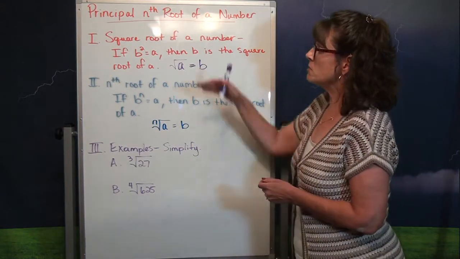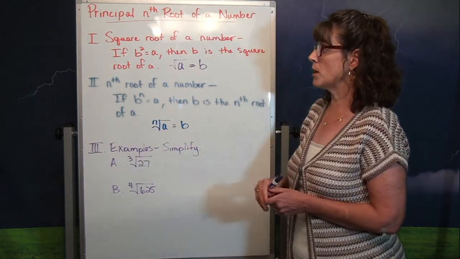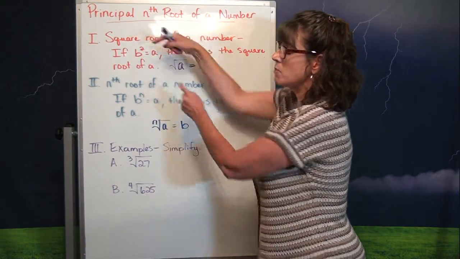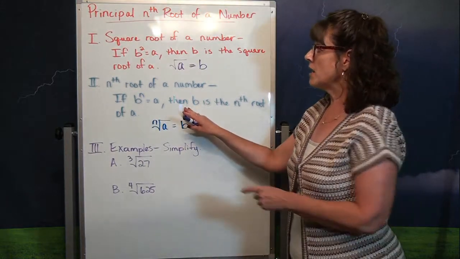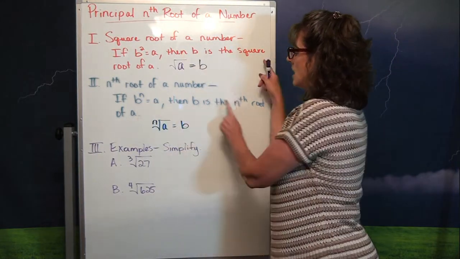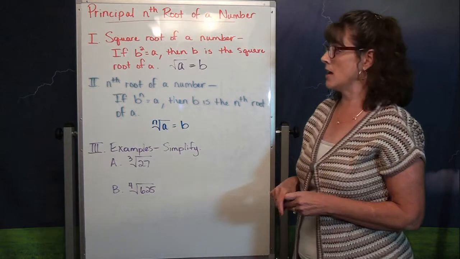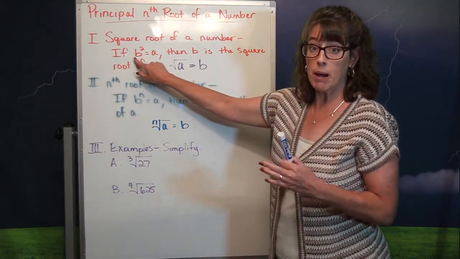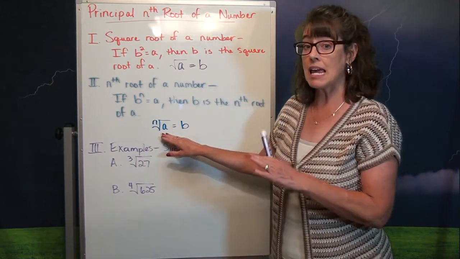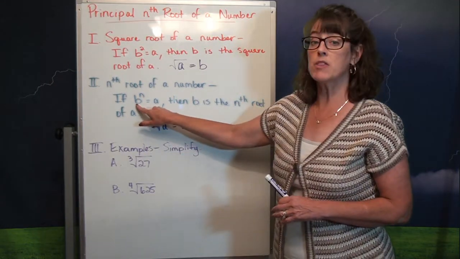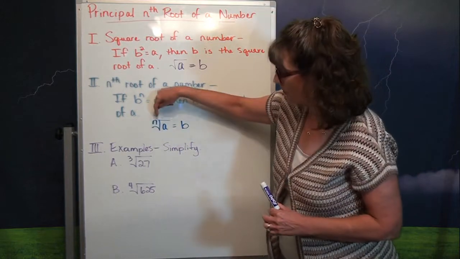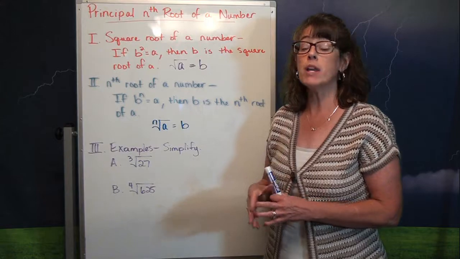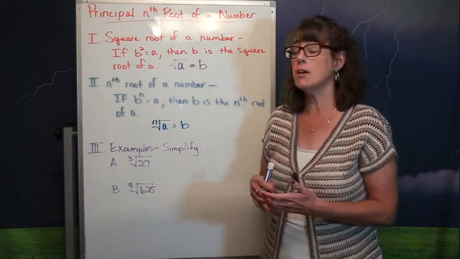Notice the similarities between the square root of a number and the nth root of a number. This says, instead of if b squared is a, if b to the nth power is a, then b is the nth root of a. So where I had square root of a is going to be this number that I multiplied by itself, in this case, I'm going to say nth root of a is going to be this number that I multiplied by itself that many times. So again, very similar to what is happening with the square root.